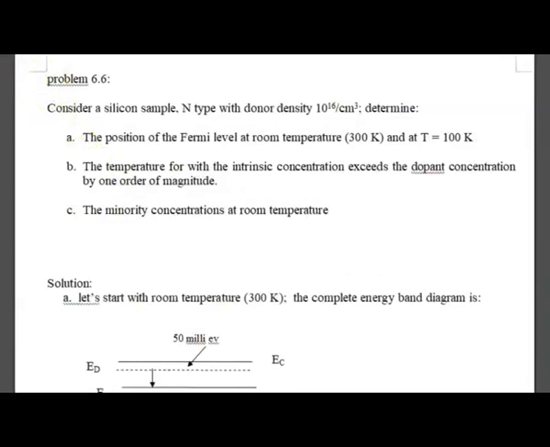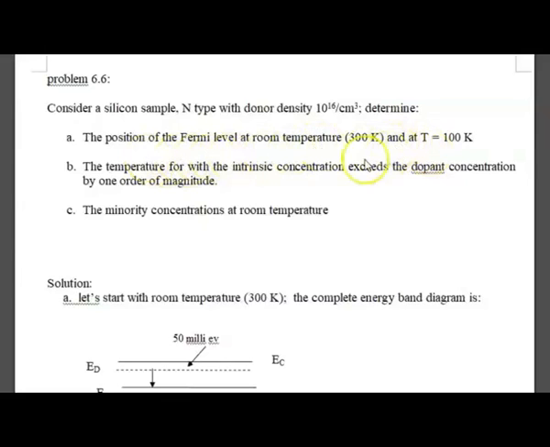Okay, let's go on to problem 6.6. A little bit more involved. We're going to do some mathematics here, and we're going to see where the mathematics leads us. So consider a silicon sample, n-type, donor density 10 to the 16th. So far, we're not given very much information, so it would seem to be relatively straightforward.